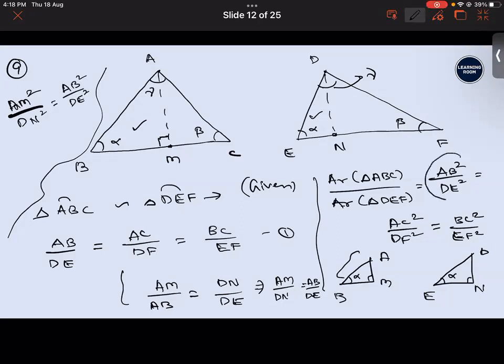So AB square by DE square is already the ratio of areas. So what can I replace AB square by DE square with? AM square by DN square. Aren't they the squares of the altitudes? That's it. We are done.